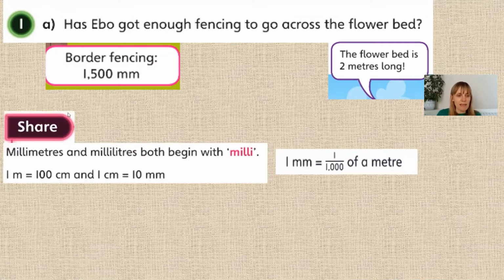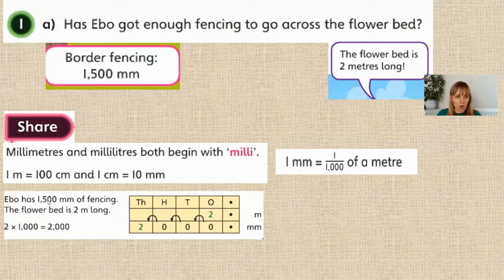Now you can see that millimetres and millilitres both begin with milli, like we looked at kilo yesterday. Now 1 metre has 100 centimetres in it, and 1 centimetre has 10 millimetres in it. A bit confusing this. So actually what that means is every time we have 1 metre, we have 1,000 millimetres, because 1 millimetre is 1,000th of a metre. So it's very, very small. It's the smallest metric measurement that we use on a ruler, okay?